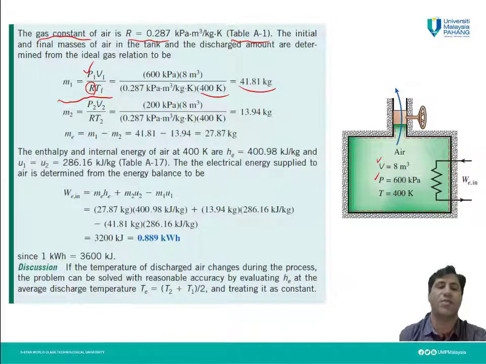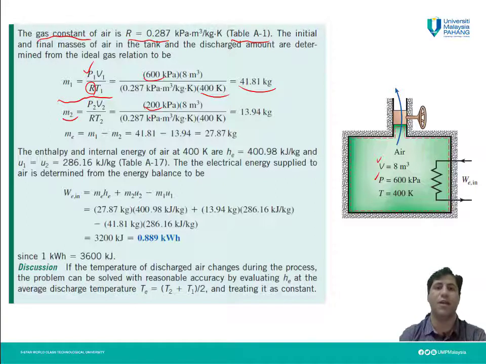Then we can calculate the M1, or initial mass of the air inside the tank. How about the final mass of the air inside the tank? With the same equation, but this time pressure is reduced to 200 kilopascal, the final state. It was mentioned that initial pressure is 600 kilopascal. After we open the valve, the air is escaping until the pressure inside the tank reaches 200 kilopascal.